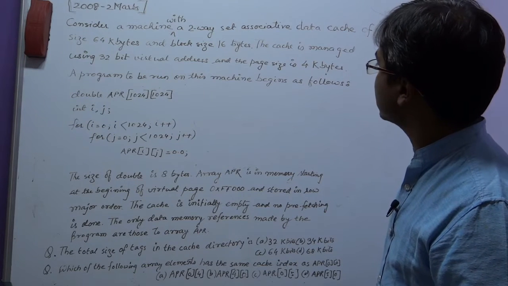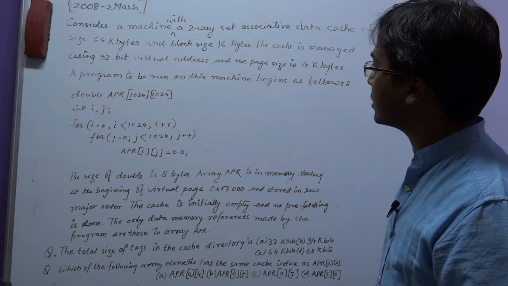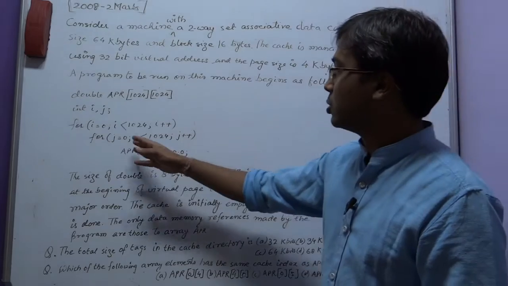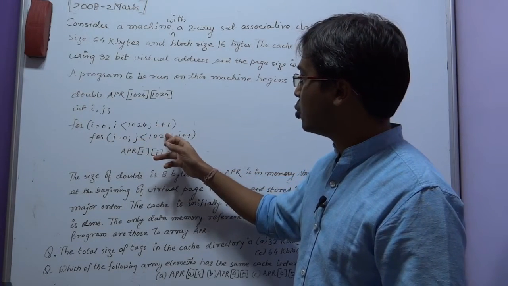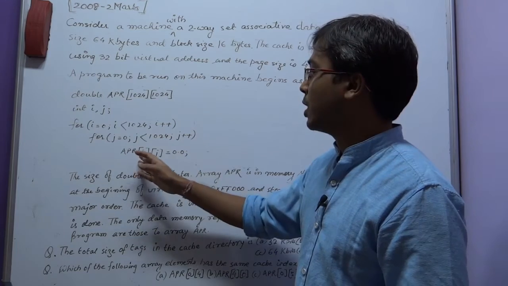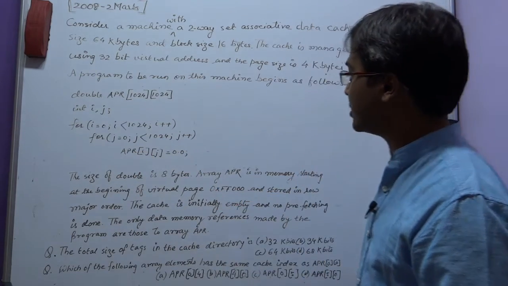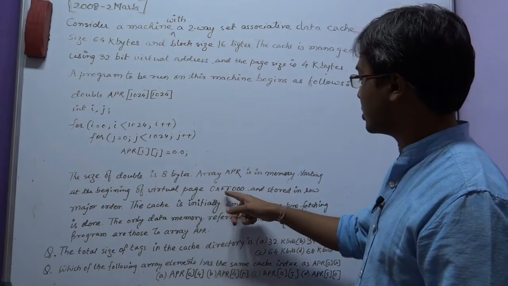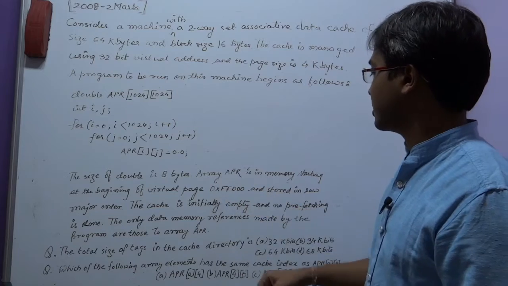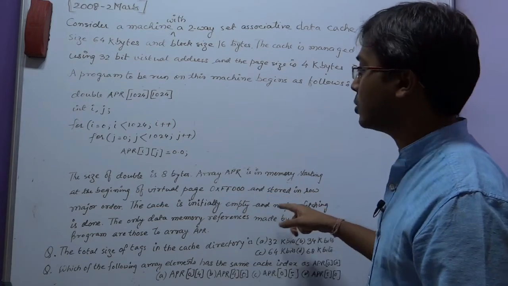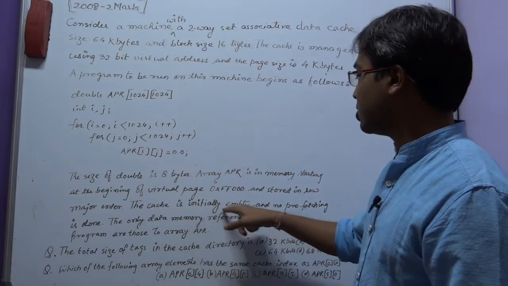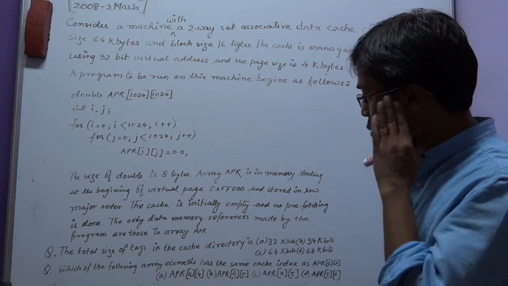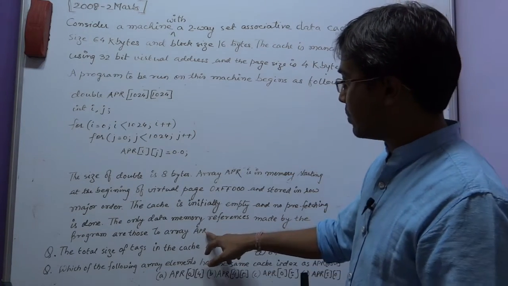A program to be run on this machine begins as follows: double ARR[1024][1024], int i, j, then a nested loop which runs from 0 to 1024 in both the external and internal loop, and 0.0 is assigned to ARR[i][j]. The size of double is 8 bytes. Array ARR is in memory starting at the beginning of virtual page 0xFF000, that is, it is given in hexadecimal, and stored in row major order. The cache is initially empty and no prefetching is done. The only data memory references made by the program are those to array ARR.